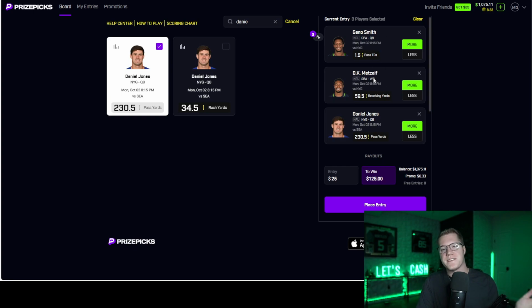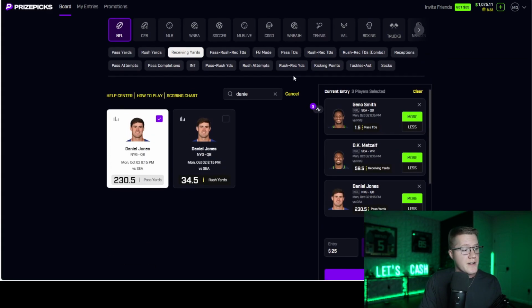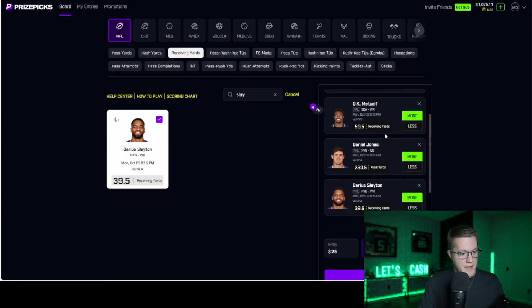But again, I can play up to 6 legs here on PrizePicks. Let's now take it a step further. Let's now pair one of Daniel Jones's favorite receivers here, Darius Slayton, over 39.5 receiving yards. That wide receiver one is obviously very positively correlated with Daniel Jones over passing yards.